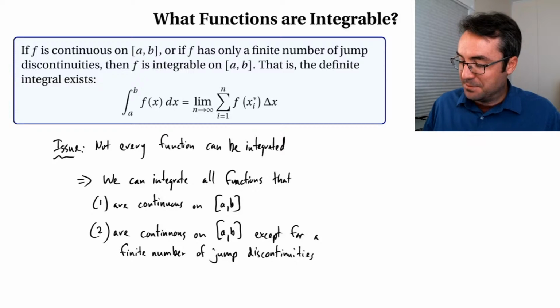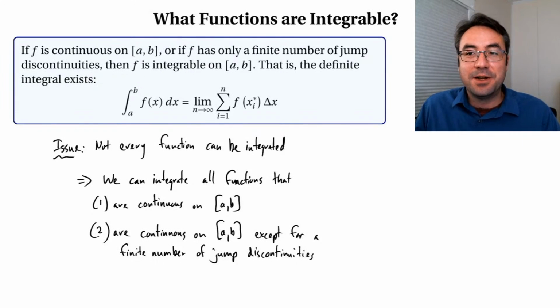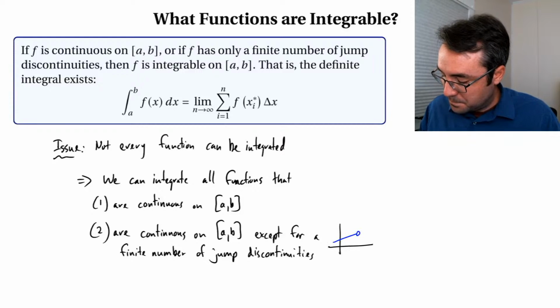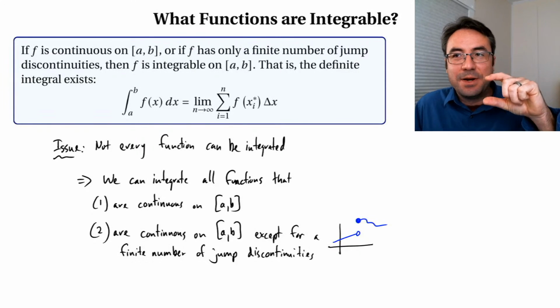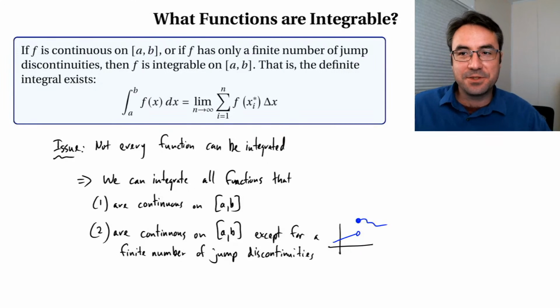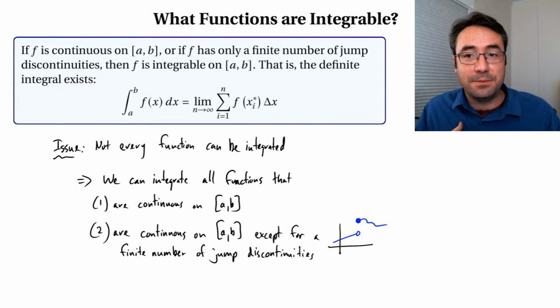So just to remember, way back, what's a continuous function or what's a jump discontinuity? Those are things where we might have a little break, but it's not like an infinite jump where we have a vertical asymptote or anything like that. So that would be an example of a jump discontinuity. Those functions are okay as well, provided there's only a finite number.